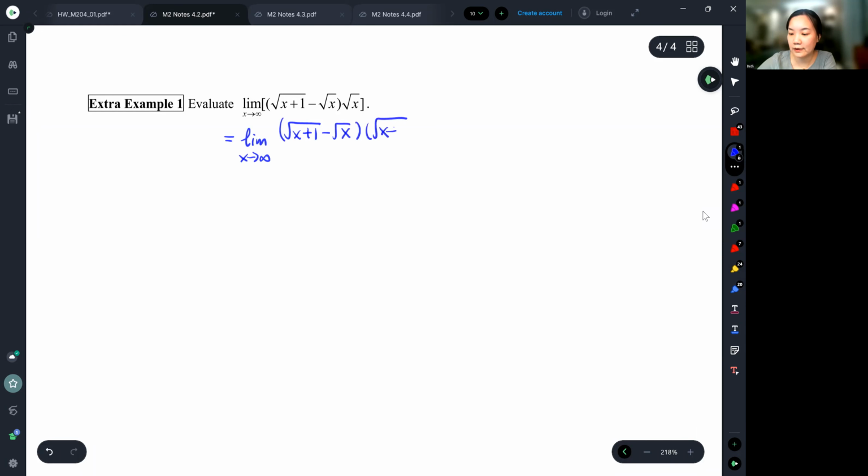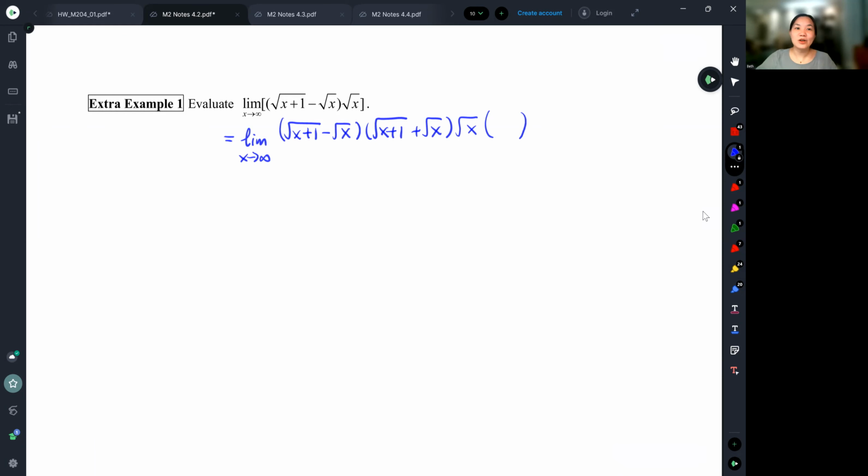How about this one? You may ask, should I multiply root x as well? Now you think, should I multiply the conjugate of this? It will turn out that it won't be wrong. It just will not be necessary. Okay.